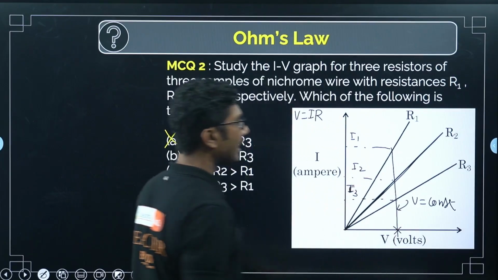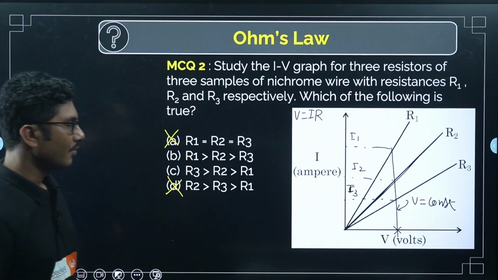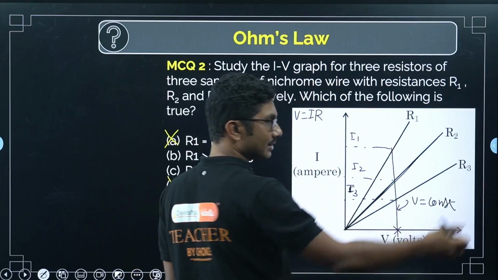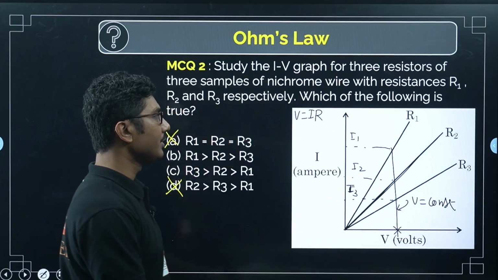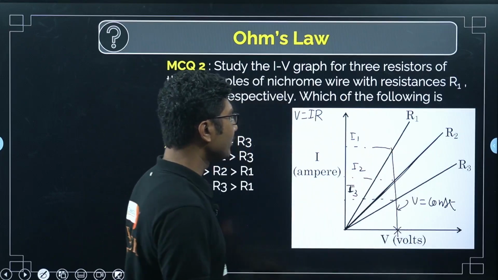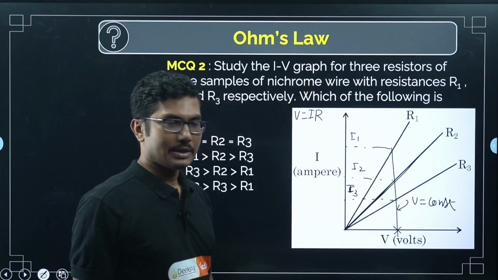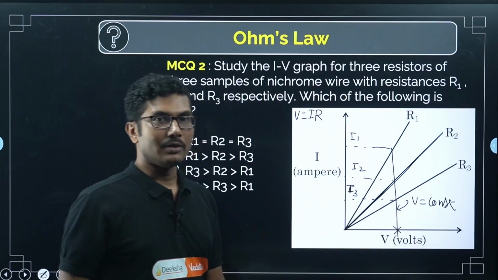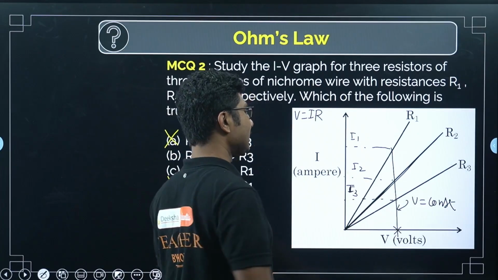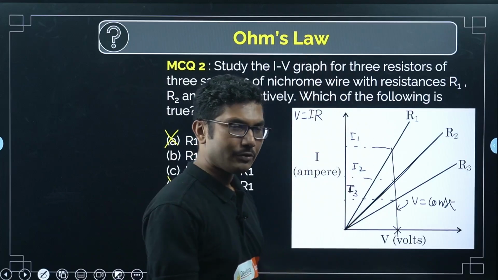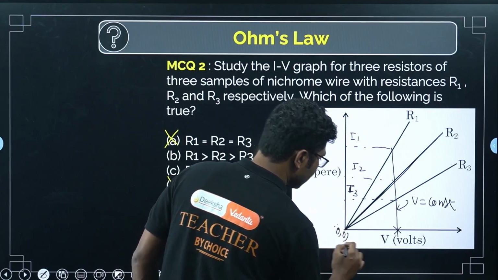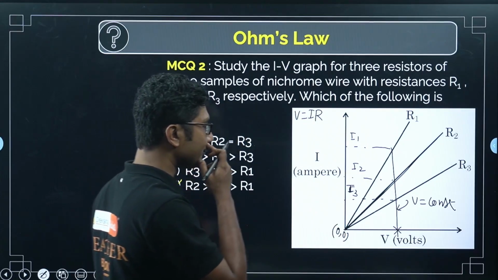Now tell me, from this graph, which current is greater? This is the y-axis, this is the x-axis, right? I hope you are familiar with the coordinate system. As we go up, the value increases for y. As we go right, the value increases for x. And this point is 0, 0, called the origin, so both values are 0 at this point.